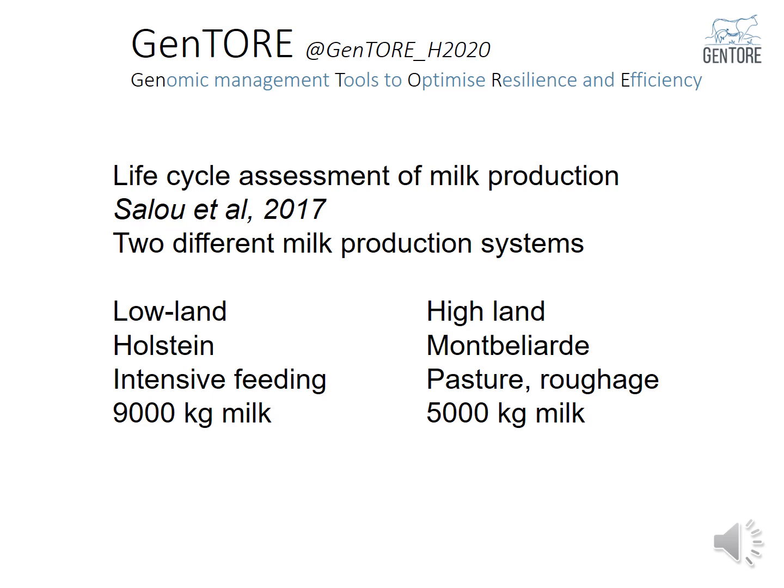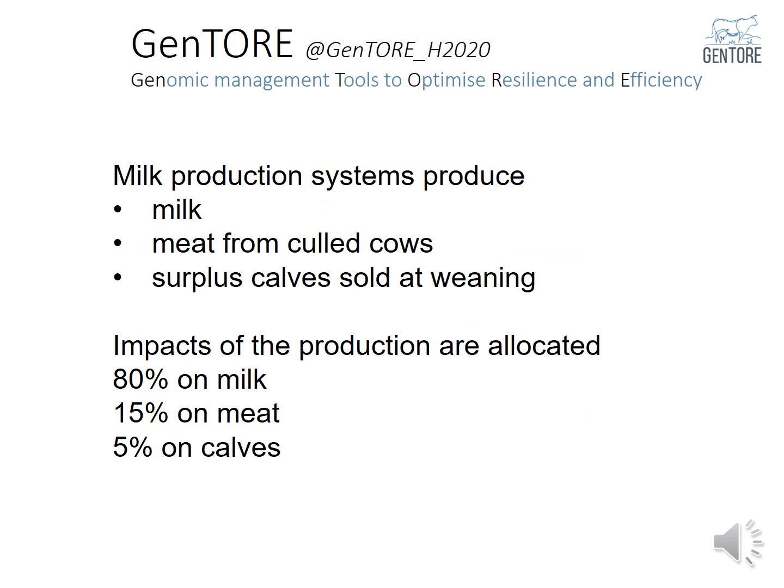Before we look at the results, I have to explain the concept of allocation. Dairy farms produce more than milk, right? They also produce meat from culled cows and all the surplus calves. In the studied production systems, the calves are sold at weaning and raised on other farms, often in another country. So we have three products from these dairy farms: the milk, the meat from culled cows, and surplus calves.